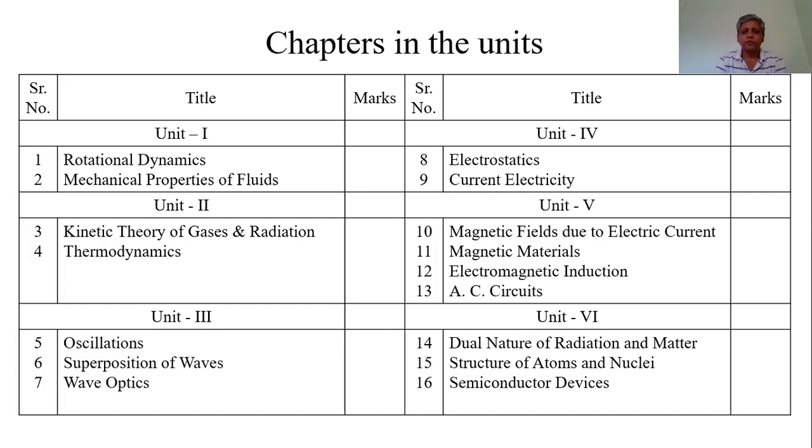The mass distribution of these chapters is not given by the State Board, but in the books, two lines are there. Those lines are like this. The chapters are equally divided, marks are equally divided. If the question paper is for 70 marks, there will be 4 or 5 marks for each chapter. This is the marks distribution.